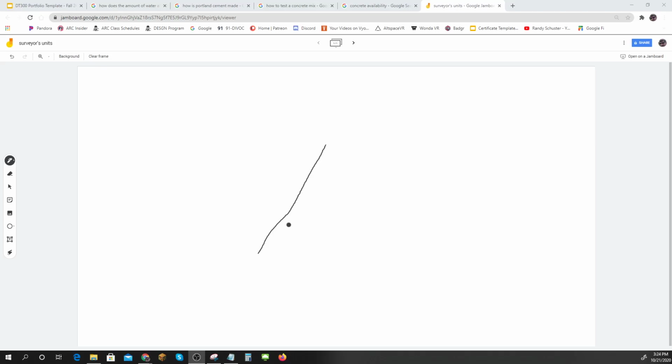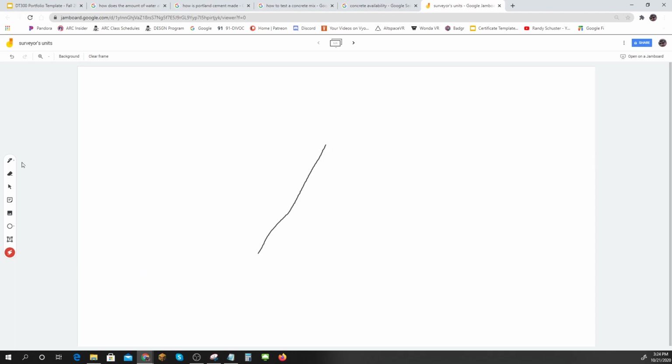If I want to describe this line, not a very straight line, but that's my attempt. If I want to describe that line using surveyors' units, I'm going to notice that there's a length to the line, and there's some sort of a direction that the line is going. And in AutoCAD, there's a very specific way of entering this so that AutoCAD knows what you mean and it draws the line properly.